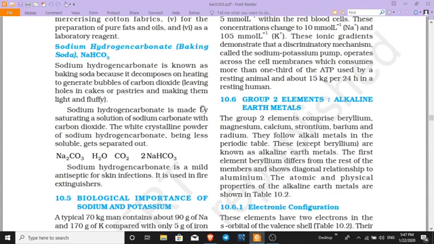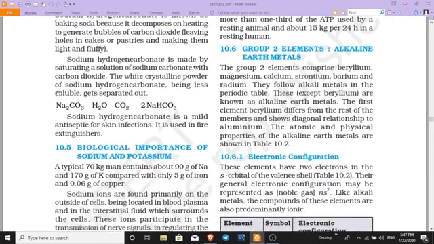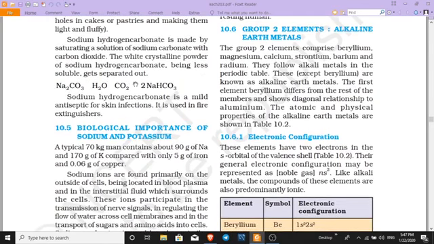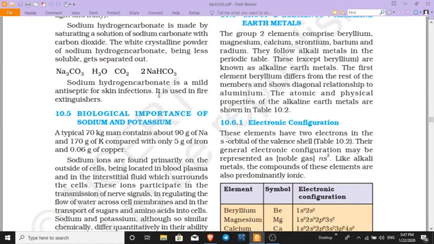Sodium hydrogen carbonate is made by saturating a solution of sodium carbonate with carbon dioxide. The white crystalline powder of sodium hydrogen carbonate, being less soluble, gets separated out. Now, sodium hydrogen carbonate is a mild antiseptic for skin infection. It is used in fire extinguishers.